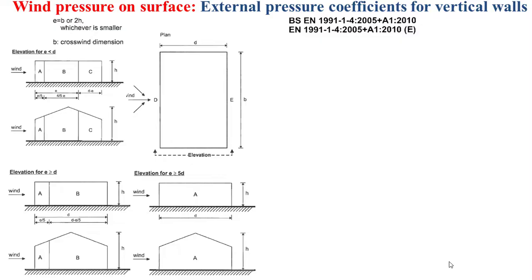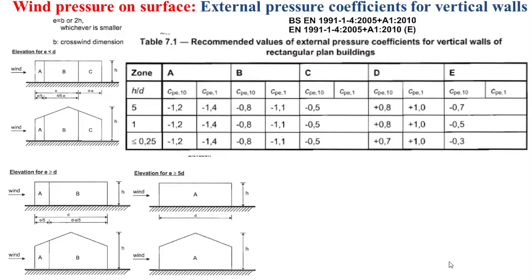Well, notice that we have three types of vertical walls. We have the windward wall, denoted by the capital letter D, and we have the leeward wall, denoted by the capital letter E, and we have the side wall with its pressure zones, ABC or AB or A, depending on the case. So based on the table that you see now in this slide, you can determine the external pressure coefficient depending on the zone and also depending on the ratio h divided by small d. Small h here is the height of the building and the small d is the in-wind depth dimension.